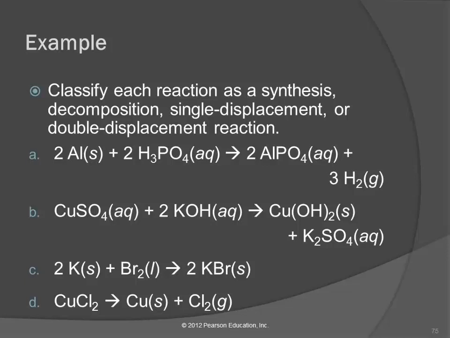So any element has a charge of 0. So here potassium has a charge of 0. I know we don't usually write it like that. And bromine is an element, and so it has a charge of 0. In this compound, we have a metal and a nonmetal. This is an ionic compound, right? It has 2 ions. What's the charge on the potassium ion?